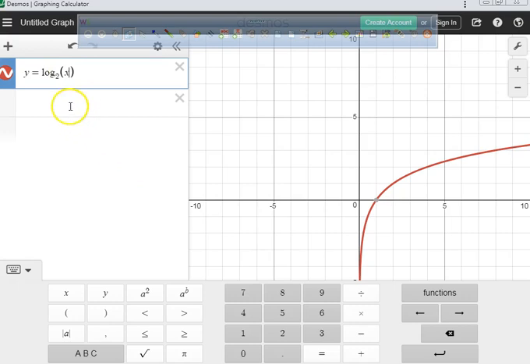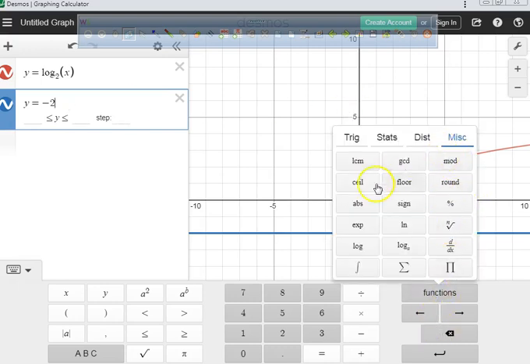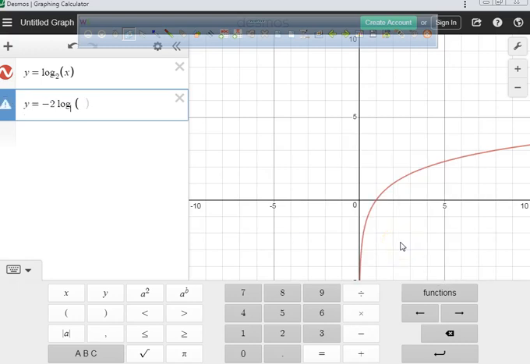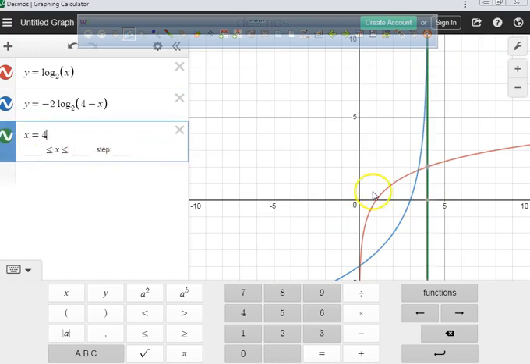So there's our original one. Okay, so that's y equals negative 2 log, and then I put in x, I think it's 4 minus x. Alright, these right here, you'll notice now it's going up, and then there's the vertical asymptote. The vertical asymptote is x equals 4. So there's the vertical asymptote that goes with this one.